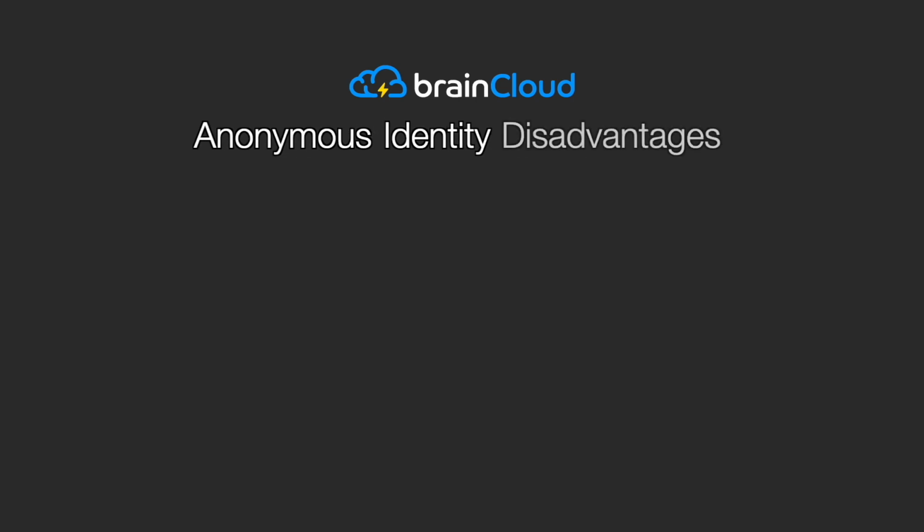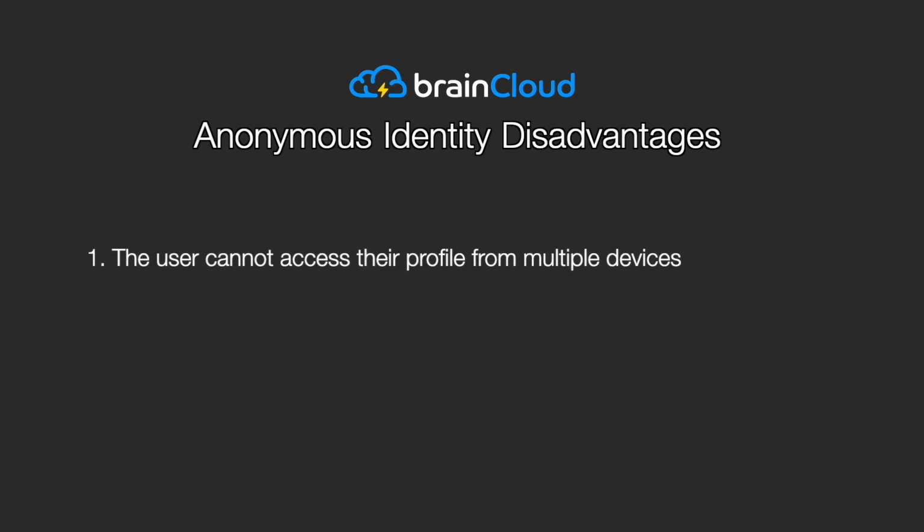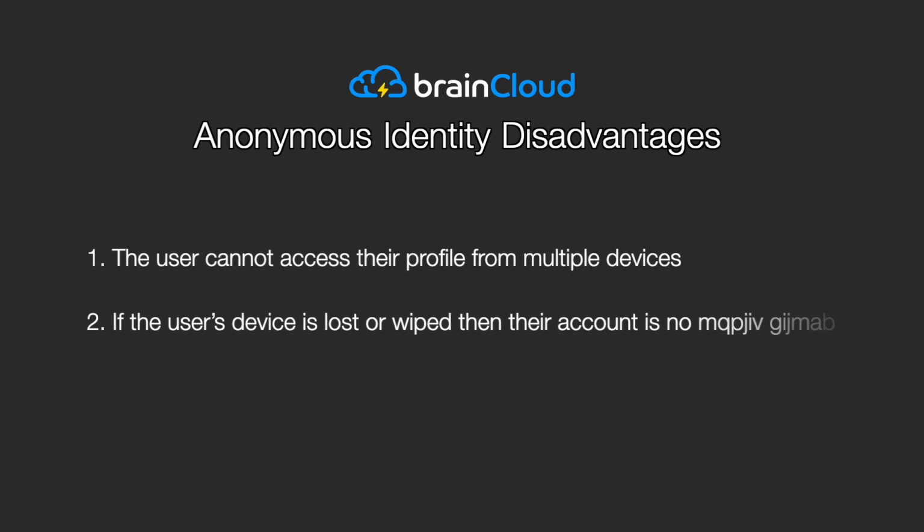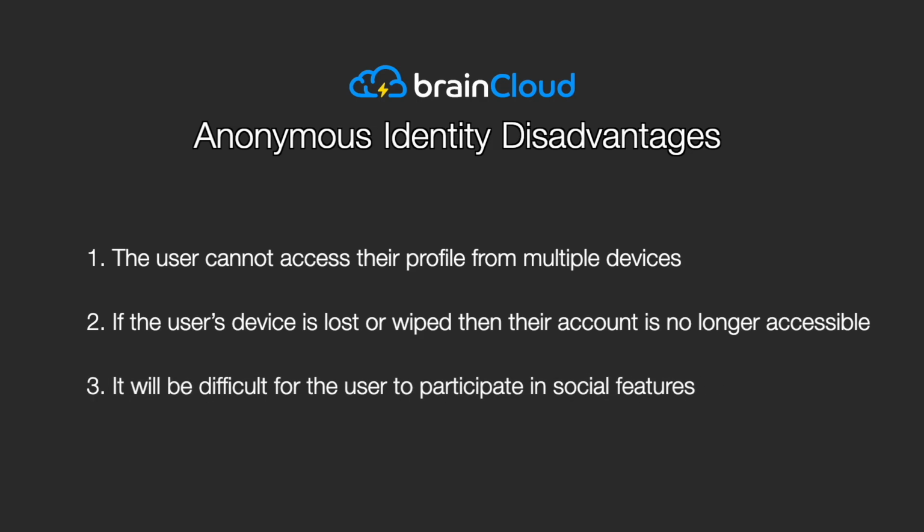However, being a user with only an anonymous identity has three key disadvantages compared to authenticated identities. For one, the user cannot access their profile from multiple devices. Second, if the user's device is lost or wiped, then their account is no longer accessible, since the anonymous ID linked to the profile was saved to the device. And third, an anonymous user will have a difficult time participating in brainCloud social features because they are anonymous.